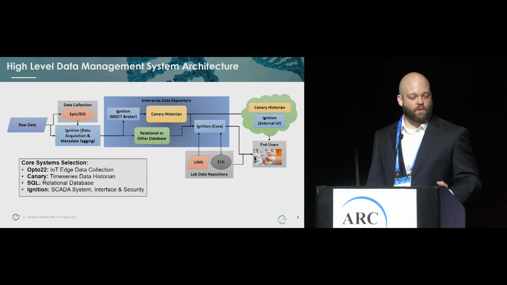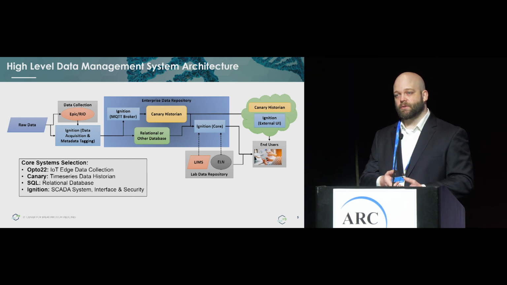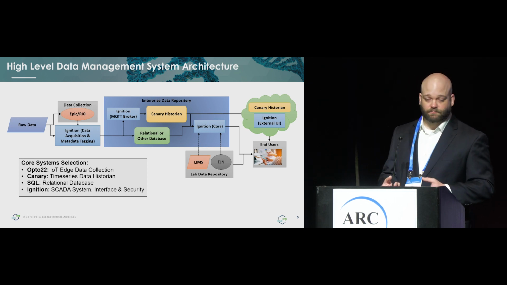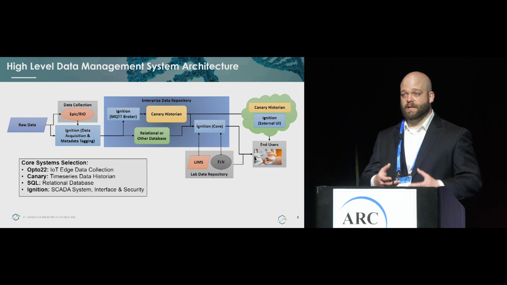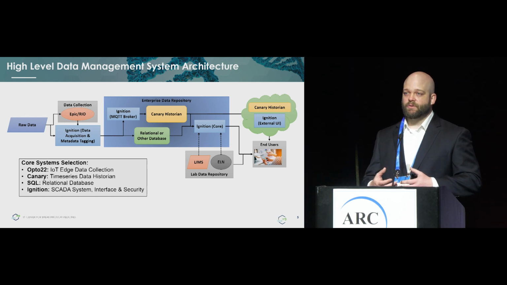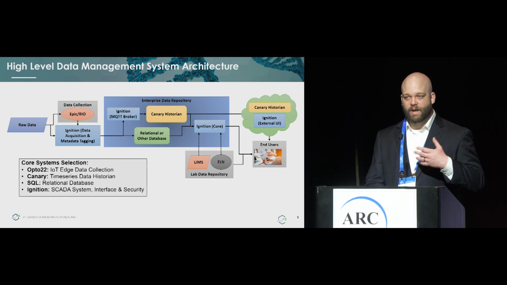So at the bottom level, we have our raw data. We're using up to 22 ePICs and RIOs for data collection, bringing that back into Ignition, utilizing UDTs to contextualize our data. We're using Sparkplug B to transport that back to our enterprise data repository in our data center. And that's then being passed on to Canary, which is our historian system. And then we're using Ignition to get our data out to the end users in the way they need to.